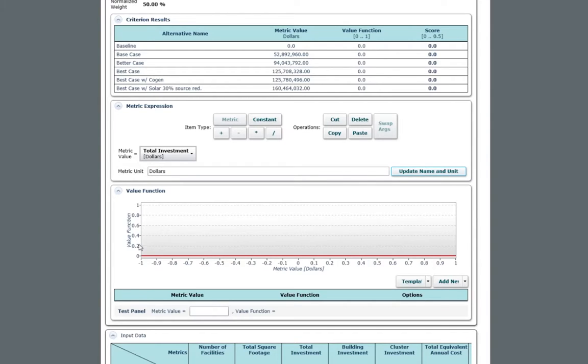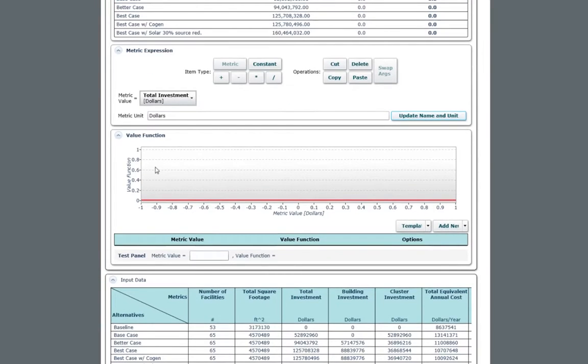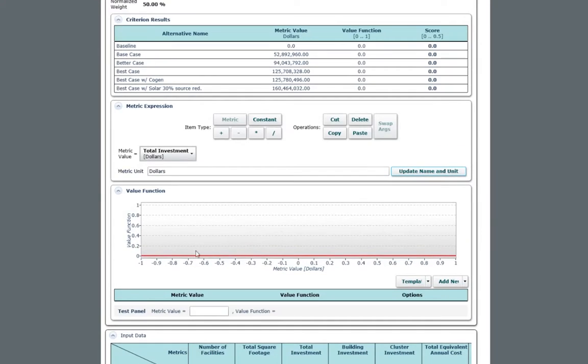And now we have to put in value functions. We're going to say what dollars is good and what dollars is bad. And we do get help with that, fortunately. Since we have selected total investment, we look right up here at our metric value, so we know our baseline is 0. And why is our baseline 0 again?